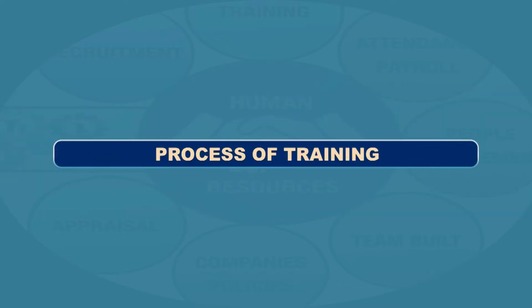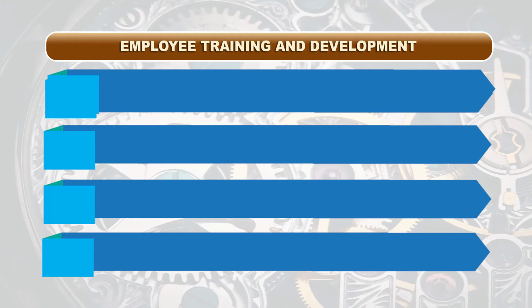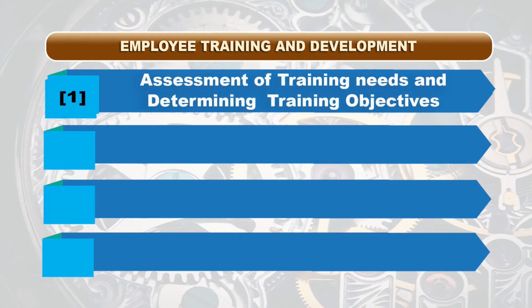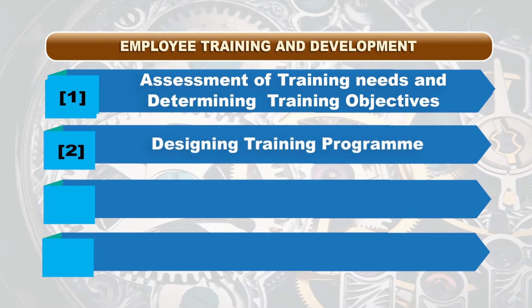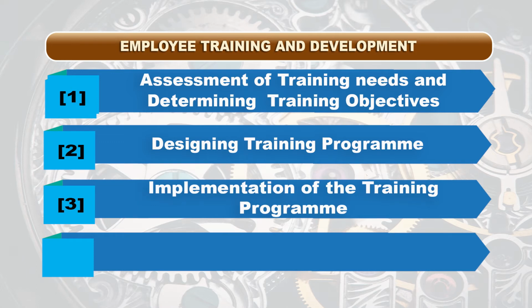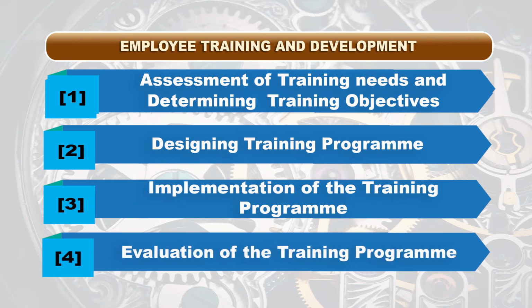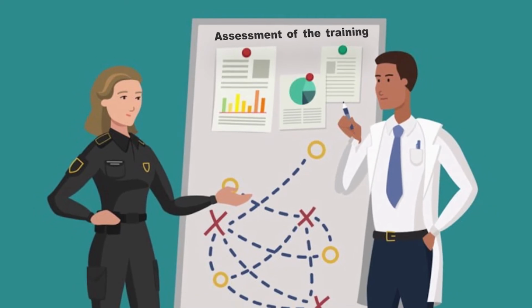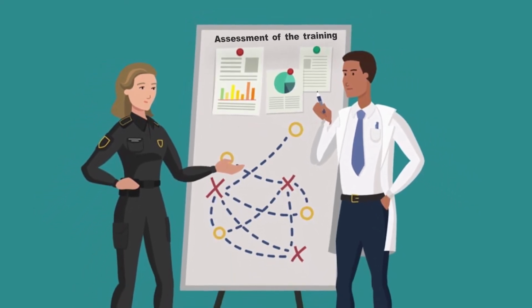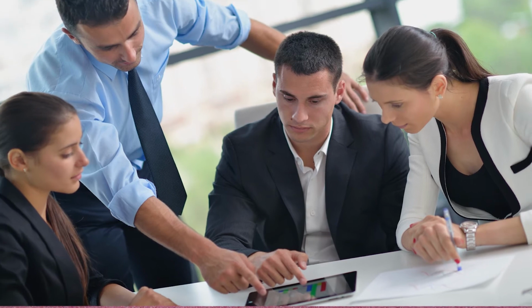We now move on to the discussion of the process of training. Systematic training is a process which includes the steps of assessment of training needs and determining training objectives, designing the training program, implementation of the training program, and evaluation of the training program. Assessment of the training needs marks the beginning of the training and development process. The objectives of the training program depend on how well the needs have been assessed at the organizational, group and individual level.